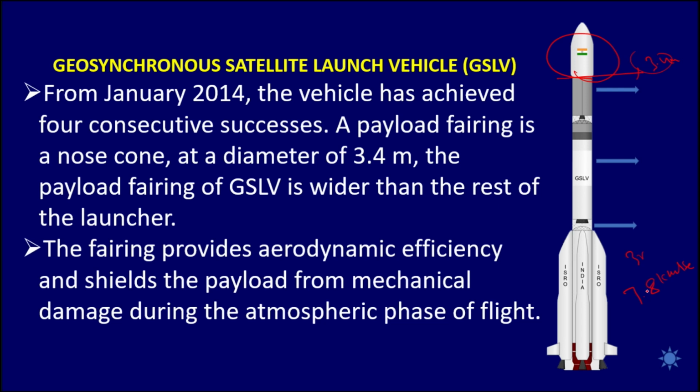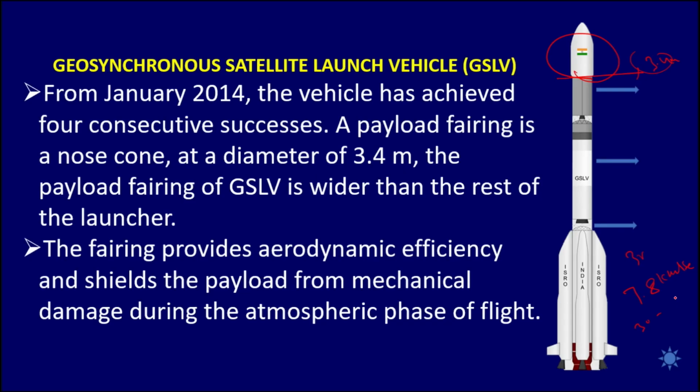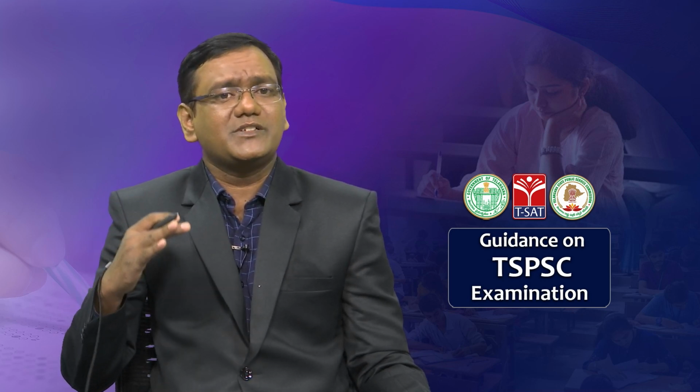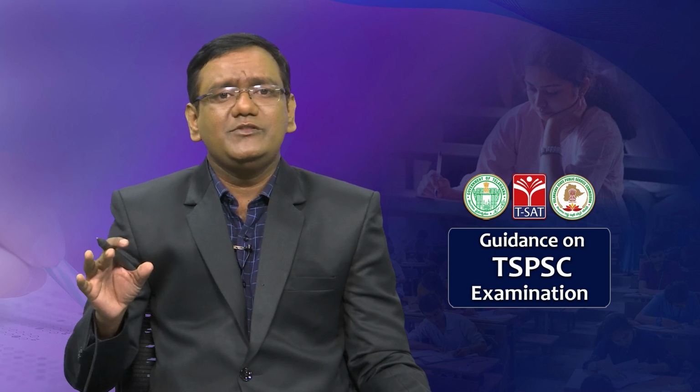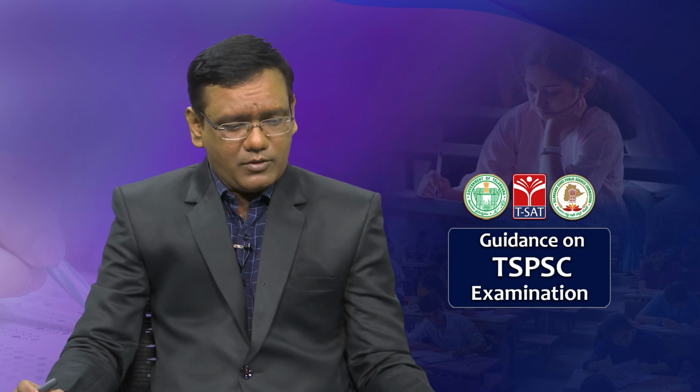Since it moves so fast at this speed, it also generates heat. The heat would sometimes reach 3000 to 4000 degrees Celsius. So the satellite should have a shield also. In order to safeguard the entire payload from this mechanical damage, we use this fairing part.